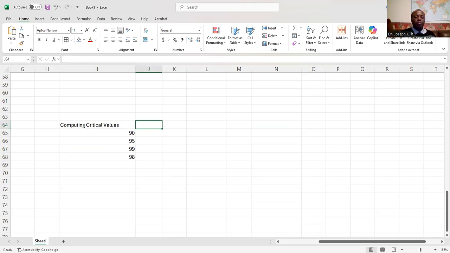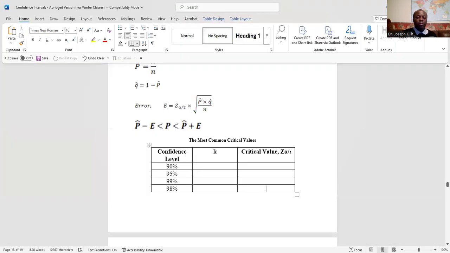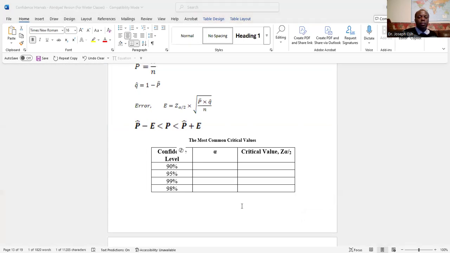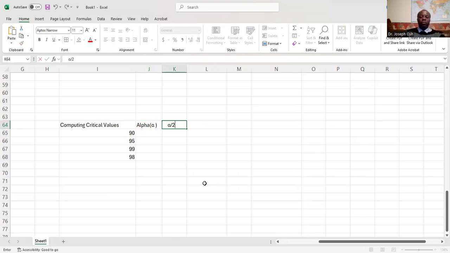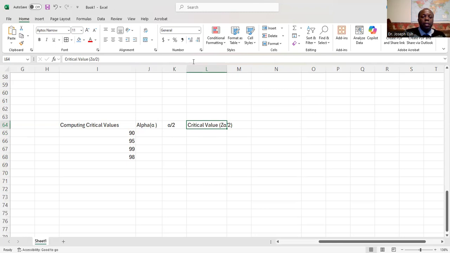Now for this we have alpha itself. We'll put alpha. Then we got alpha over 2, because you have two sides, the lower side and the upper side. Then the critical value, Z alpha over 2, which is what we are trying to find here. This is for proportion now, okay?